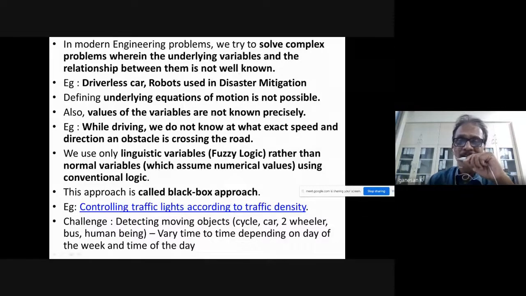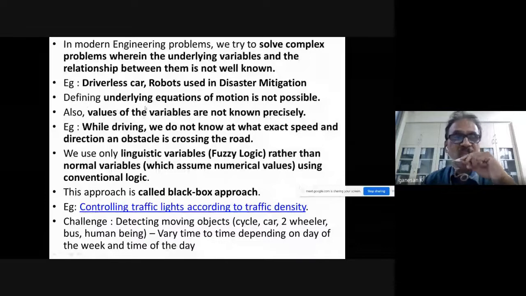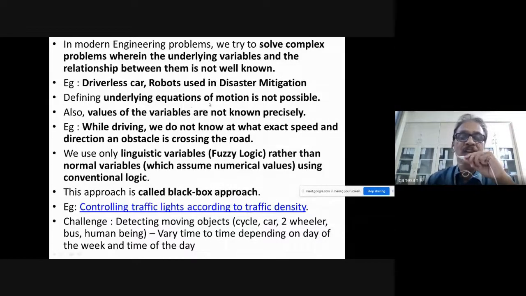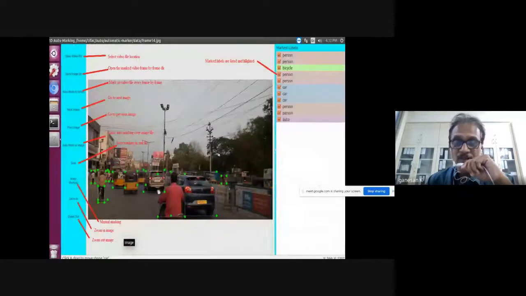The point I would like to make is that the way you have been working in nonlinear dynamics, taking an isolated system, being given the underlying equations of motion, and solving them, is not sufficient for us. We need to look for an alternative approach. Defining the underlying equations of motion is not that easy here, and the values of the variables are also not known precisely. This is another important thing we need to look at.